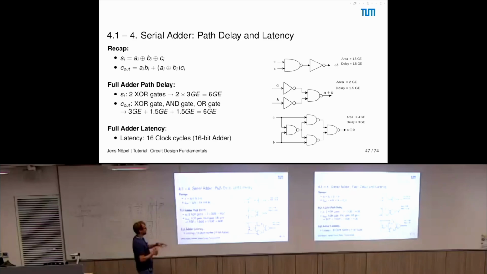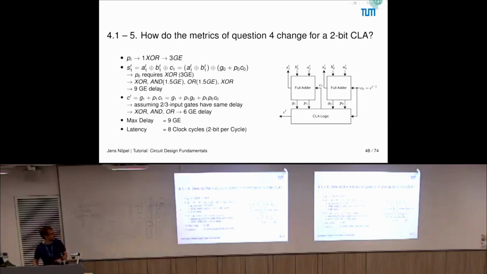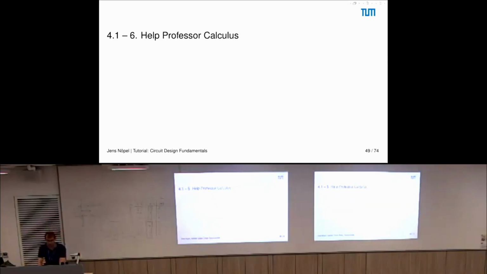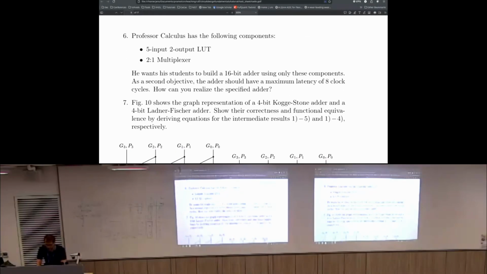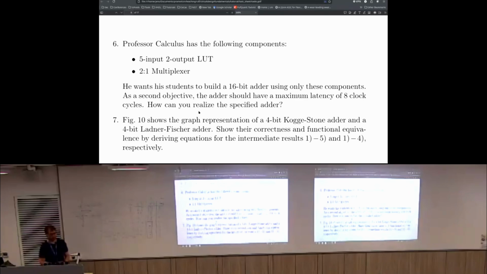But the frequency here cannot be double as fast as for the other one, right? Because here we have 6 GE, and for the other one it's 9 GE. So it cannot be double as fast. So this one would even be faster in the end. Questions? All right.